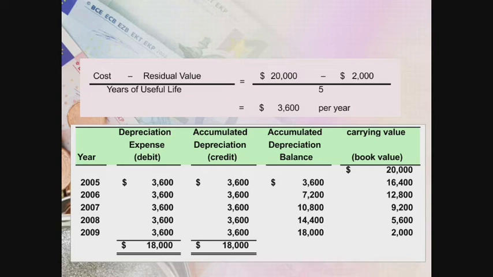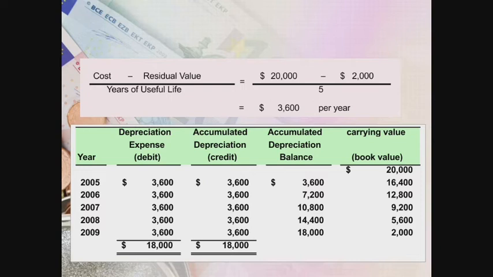Next year we will calculate depreciation of an equal amount because this is the straight line method. And how to calculate carrying value? This is apparent: cost of an asset 20,000 minus accumulated depreciation. This year accumulated depreciation is 7,200 because 3,600 for this year and 3,600 for the previous year. So accumulated depreciation is deducted from the cost of an asset, and it gave us $12,800 as carrying value, and it will go on for the next years.